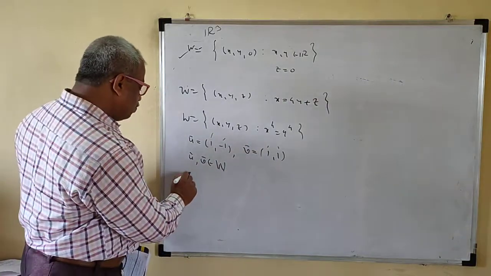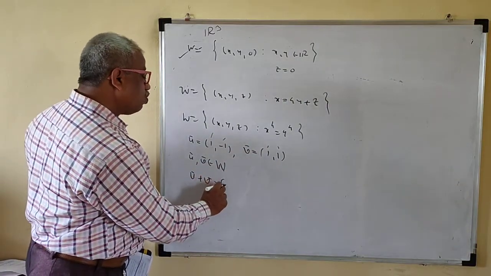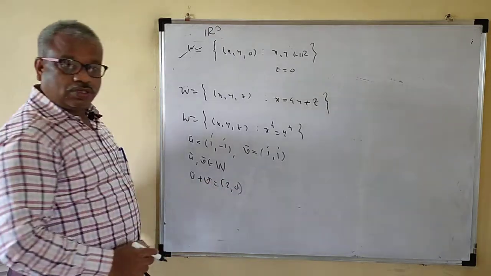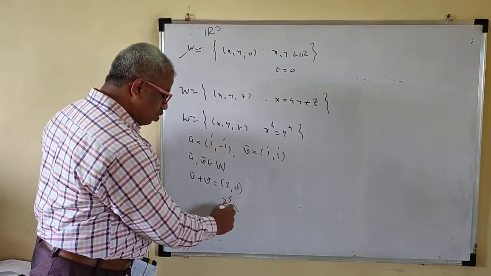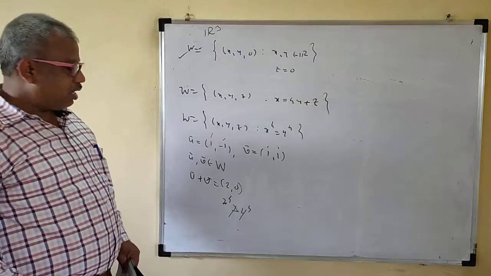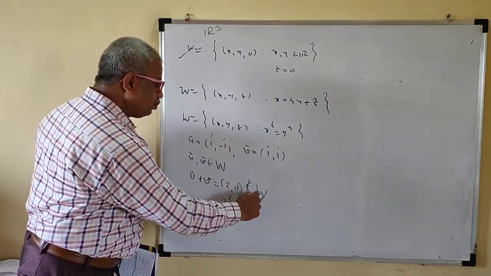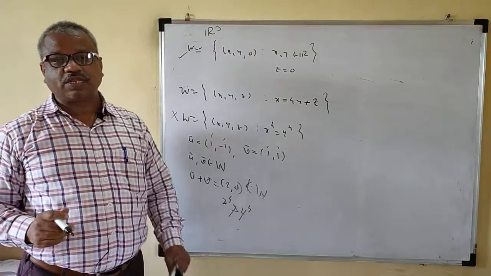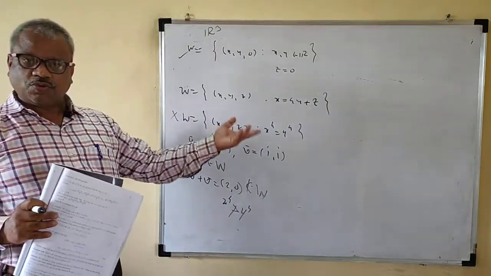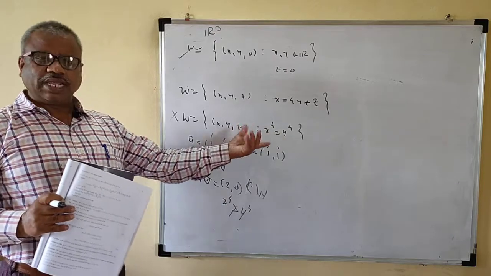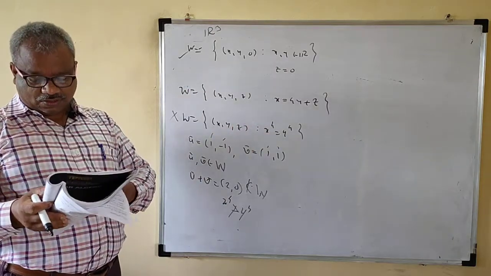But what about u bar + v bar? u bar + v bar is equal to (2, 0). Here x^4 is not the same as y^4. Right? So that means u bar + v bar does not belong to W. So this is not a vector space. Something like x^2 + y^2 will also not be a vector space. Note that.